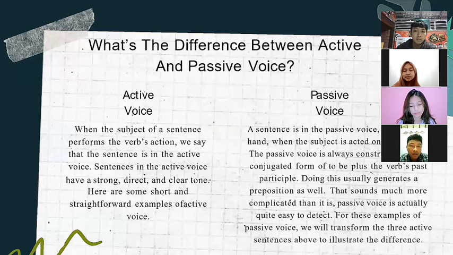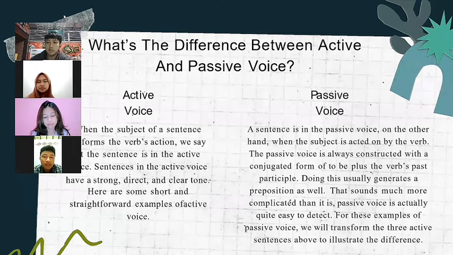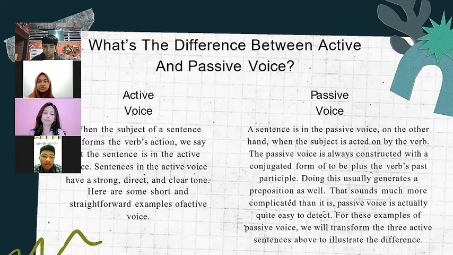Passive voice. A sentence is in the passive voice, on the other hand, when the subject is acted on by the verb. The passive voice is always constructed with a conjugated form of to be plus the verb's past participle. Doing this usually generates a preposition as well. That sounds much more complicated than it is. Passive voice is actually quite easy to detect. For this example of passive voice, we will transform the three active sentences above to illustrate the differences.